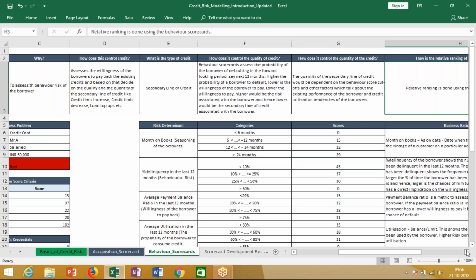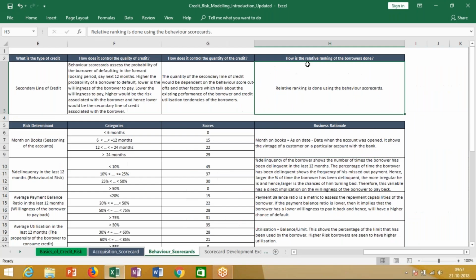So coming to the next part, the question that comes out is how is the relative ranking of the borrowers done in terms of riskiness? The relative ranking is done using the behavior scorecards.